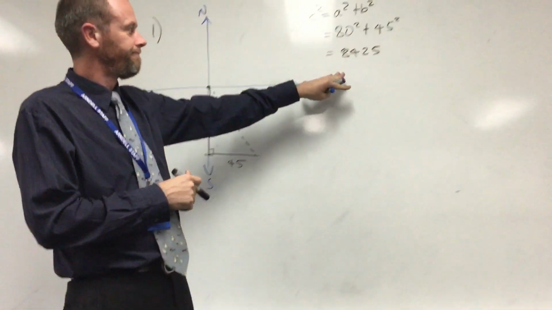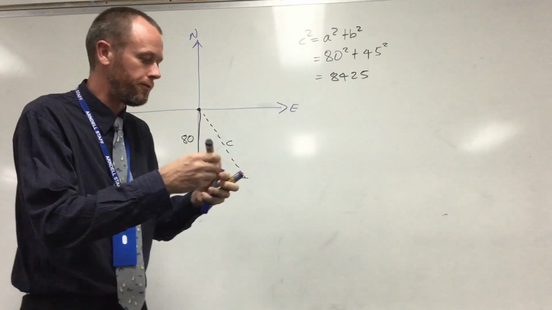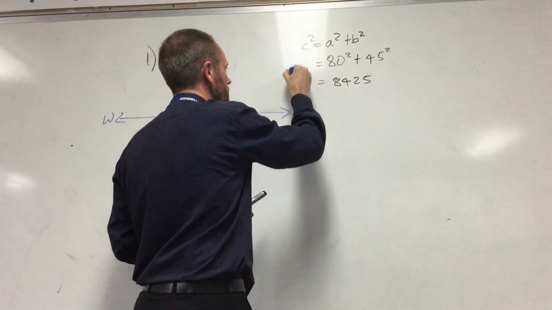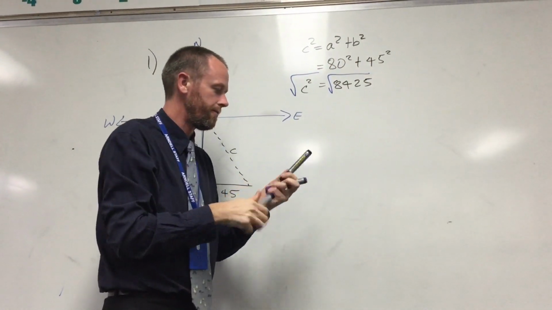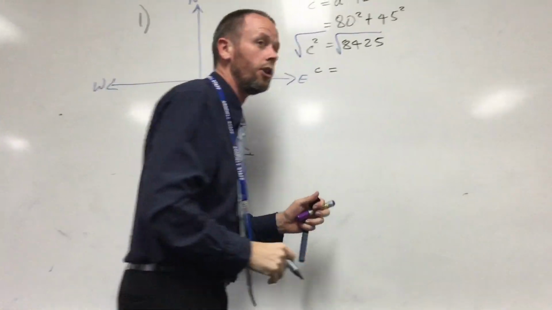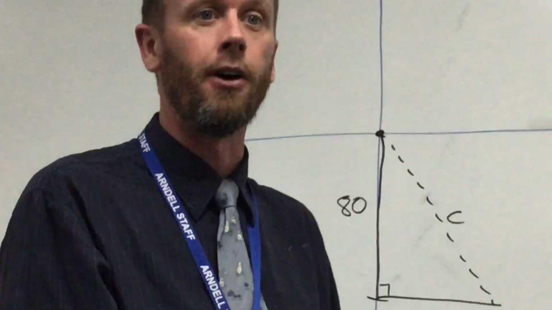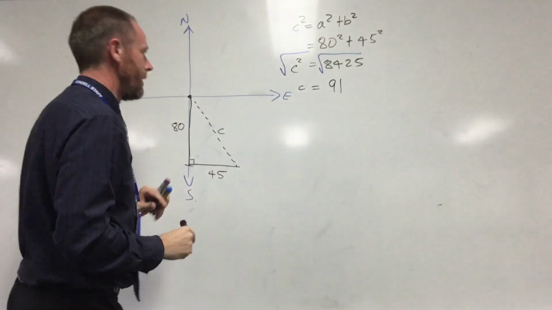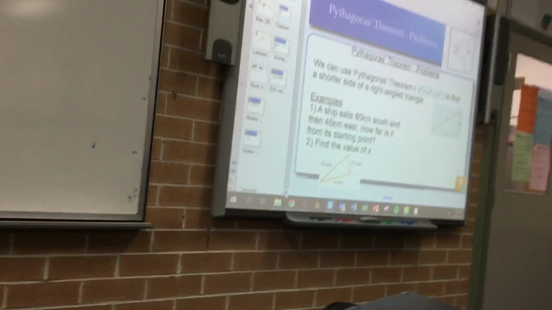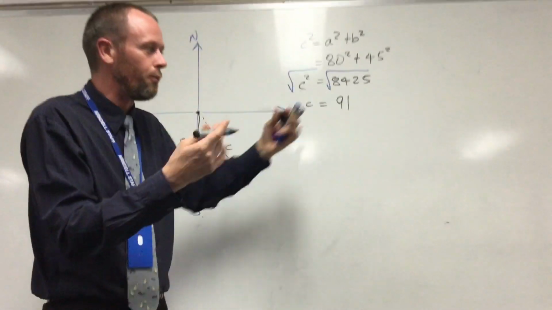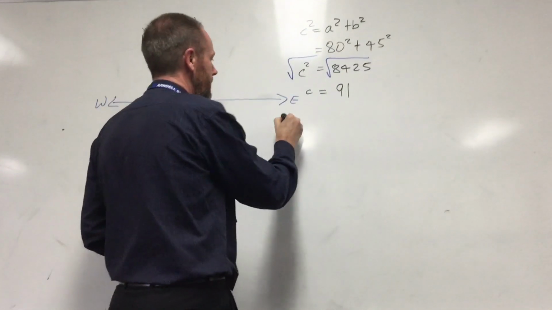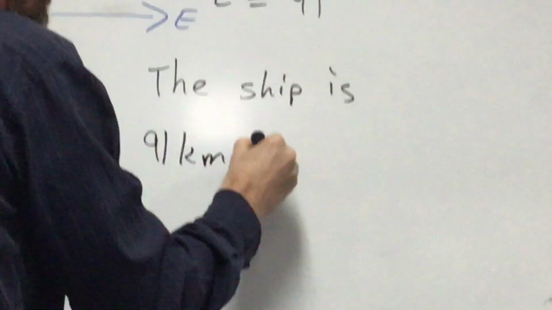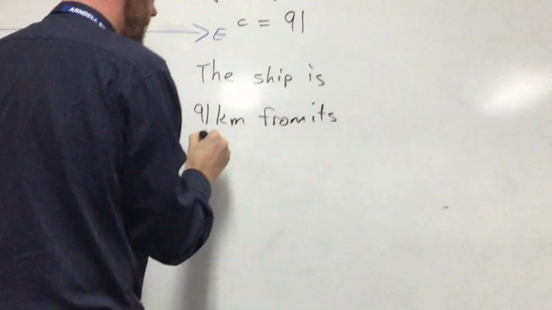Now, when we get to this point, we know c squared equals that, but we actually want to find c. So, of course, we have to keep doing our work on the equation, and we find the square root of both sides. So I'm hoping somebody's got their calculator out and can tell me what the square root of 8,425 is. 91 sounds better. So it's 91. With a question like this, when we get the answer of 91, what we need to do is write it in terms of the question. So the ship is 91 kilometres from its starting point.